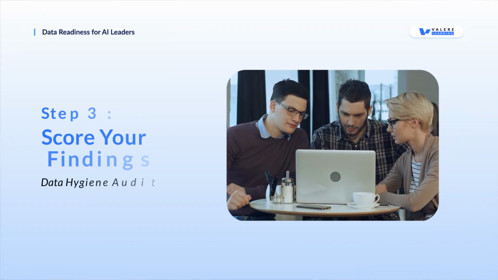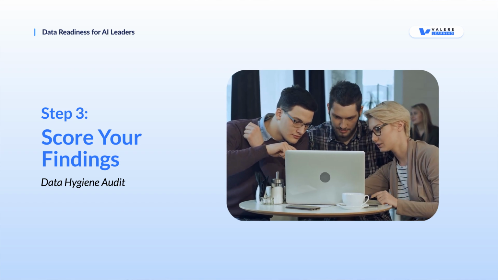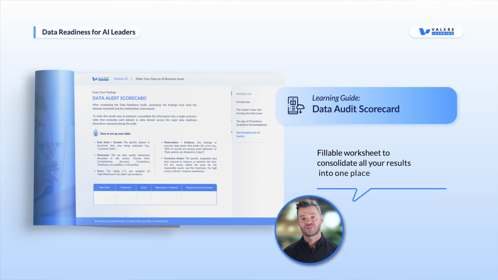Then you move on to the next step, which is scoring your findings. So step 3 is figure out what your data audit has revealed. To do this, we've given you a data audit scorecard that we provided in your learning guide. It's just got some simple fillable sections in this worksheet that is going to let you pull all your results into one place, whether they came from an interview or a survey, however you collected them.